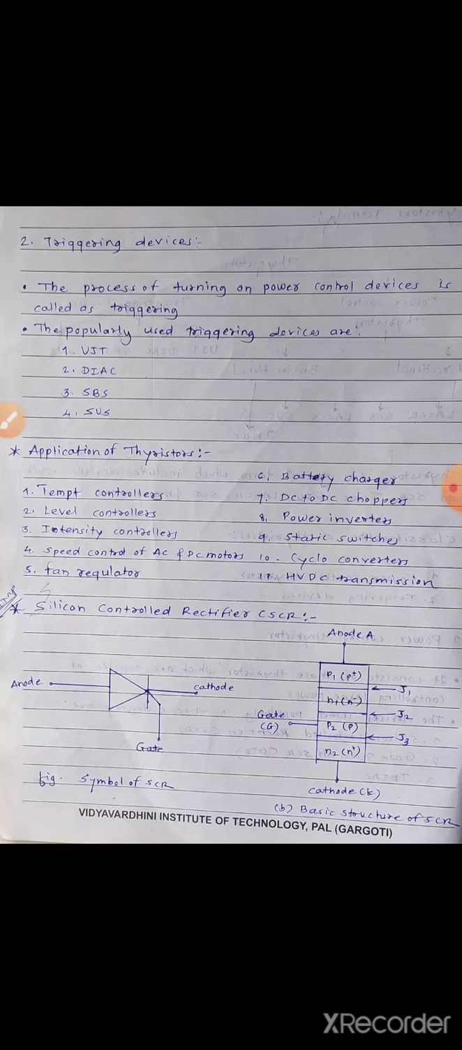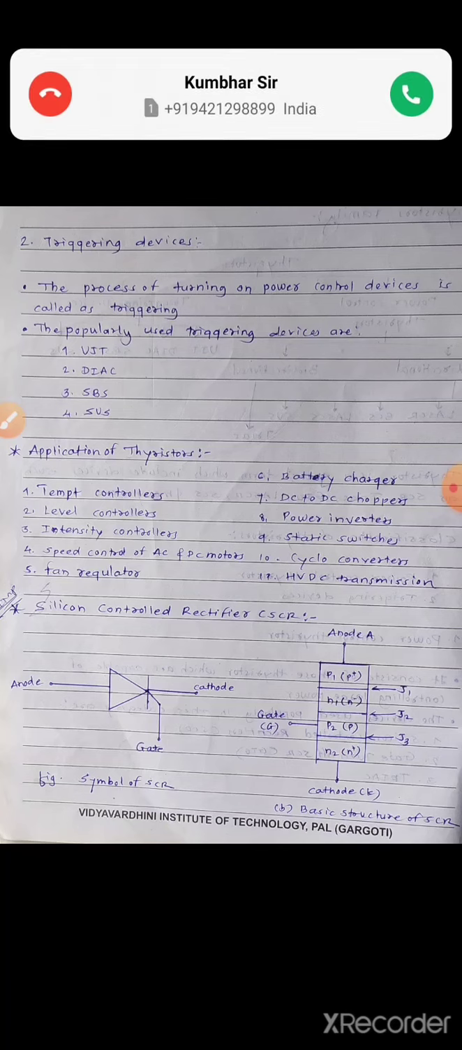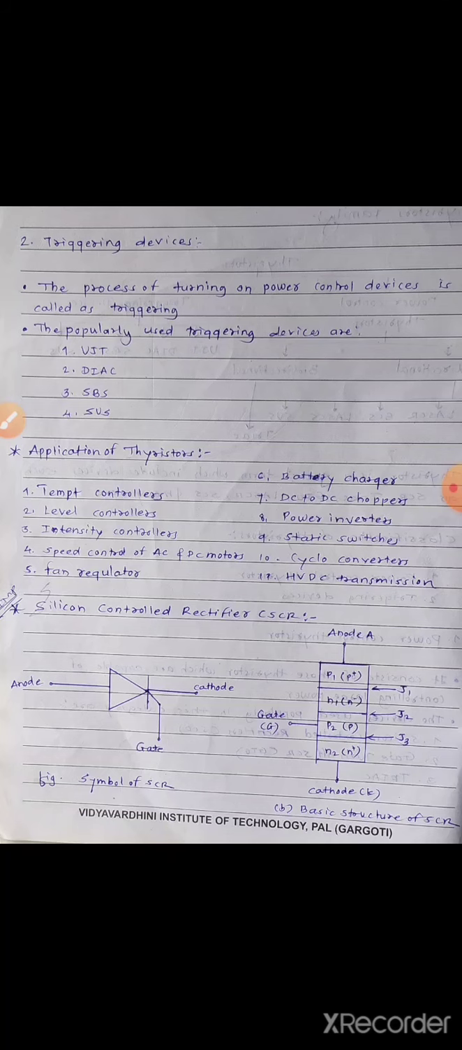Now we will discuss the SCR symbol and basic structure of SCR. Silicon controlled rectifier, that is SCR, looking like this, is a three terminal device: anode, cathode and gate. SCR is one of the oldest types of solid state power devices. It was invented in 1957. SCR has the highest power handling capacity of all the power semiconductor devices.